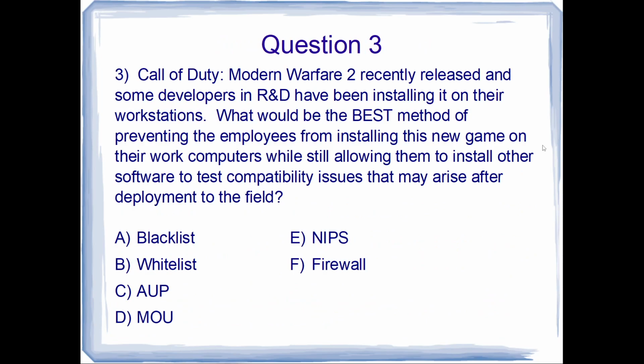Question 3. Call of Duty Modern Warfare 2 was recently released, and some developers in R&D have been installing it on their workstations. What would be the best method of preventing the employees from installing this new game on their work computers while still allowing them to install other software to test compatibility issues that may arise after deployment of our software to the field? Would this be a blacklist, a whitelist, AUP, MOU, NIPS, or firewall?